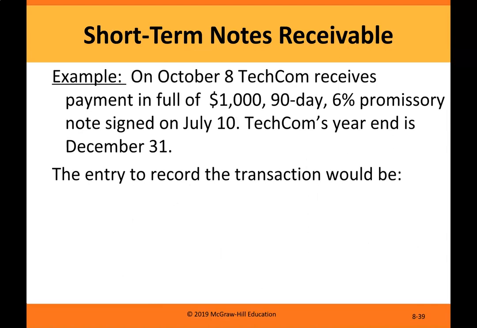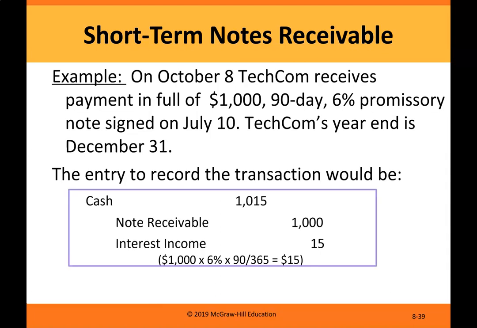On October 8th, TechCom receives payment in full of the $1,000, 90-day, 6% promissory note signed on July 10th. TechCom's year end is December 31st. The entry to record the transaction would be debit cash $1,015, credit notes receivable $1,000, credit interest income $15. That is $1,000 times 6% times 90 divided by 365, which equals $15. So this time we just did the note over days instead of months.